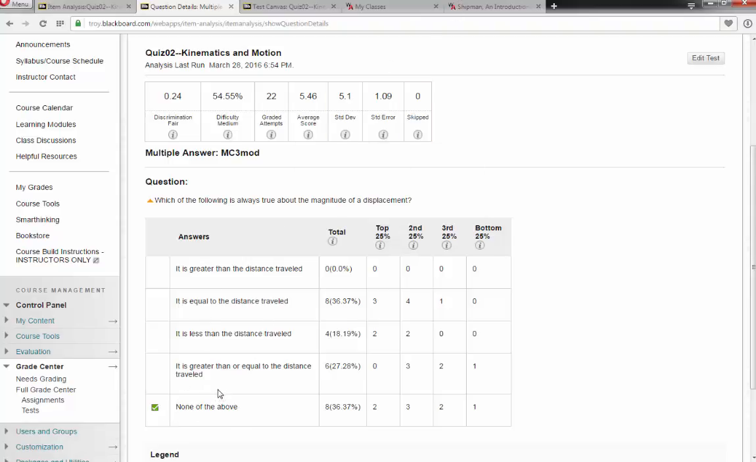Okay, so in this case, the answer was none of the above because the correct answer is not actually listed. The correct answer should be: magnitude of displacement is always less than or equal to distance traveled.